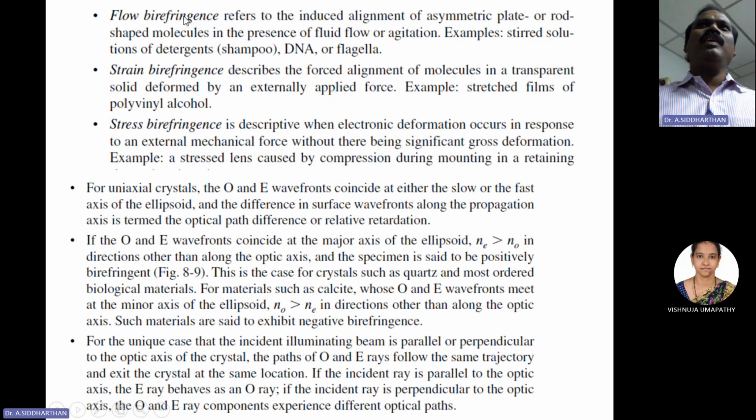The same thing also happens with flow phenomena, strain phenomena or stress phenomena. All this type of system may introduce two different rays to be developed. Intrinsic, strained, stress, flow. Have you seen any slide on photoelasticity? A transparent material will be there. They send light. Like a tensile test, you find that fringes, colors are appearing on the sample.